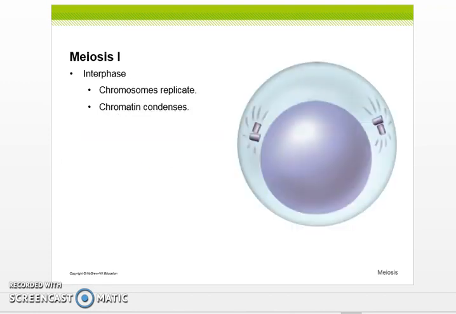So meiosis 1, interphase. Chromosomes replicate and chromatin condenses, just like before.